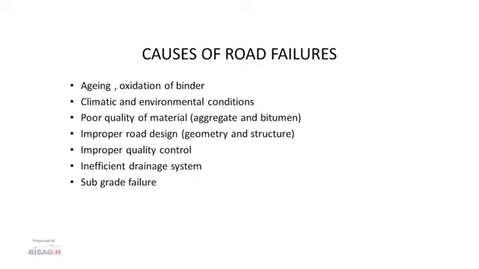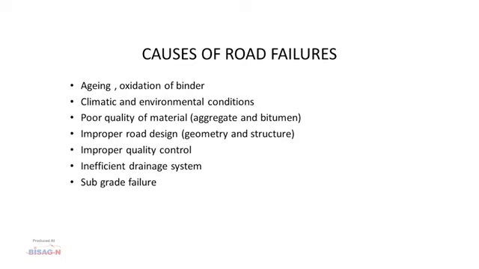Next is improper road design, like geometry and structure. Geometry is like the alignment of the road, the camber of the road, the super elevation, and structure is like the thickness of the road. What are the various layers in which the road has been made, starting from the subgrade, the granular subbase, GSB layer, then WMM layer, then the main binding layer, and then the top wearing course layer. If the road design is improper and the thickness of the road is not proper, it will ultimately lead to the failure of the road.